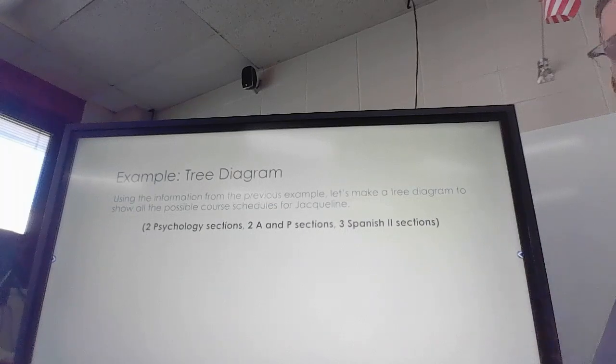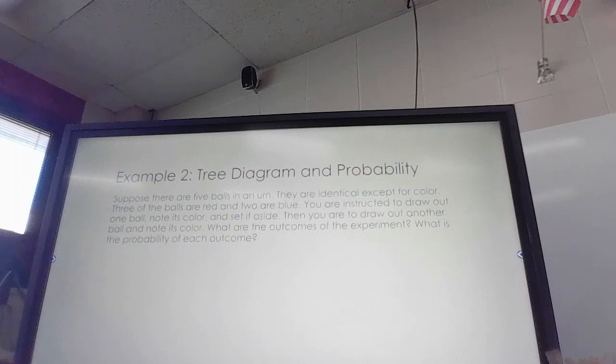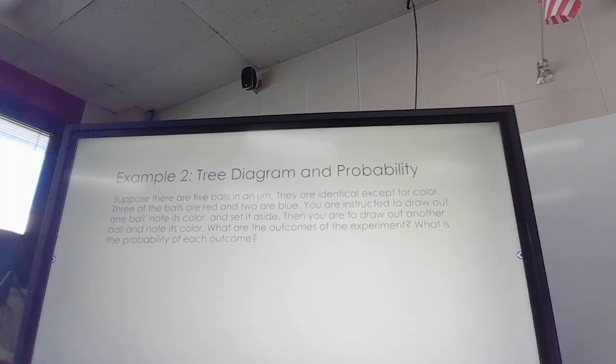Okay, moving on. So here's another example. There are 5 balls in an urn. They are identical except for color. 3 of the balls are red, 2 of them are blue. You are instructed to draw out 1 ball, note its color, and set it aside. Then you are to draw out another ball and note its color. What are the outcomes of the experiment, and what is the probability of each outcome?